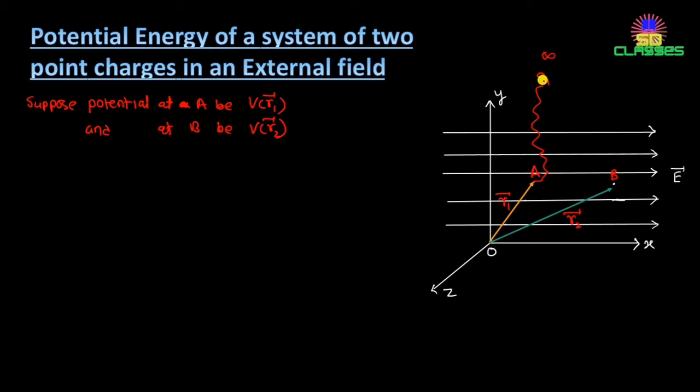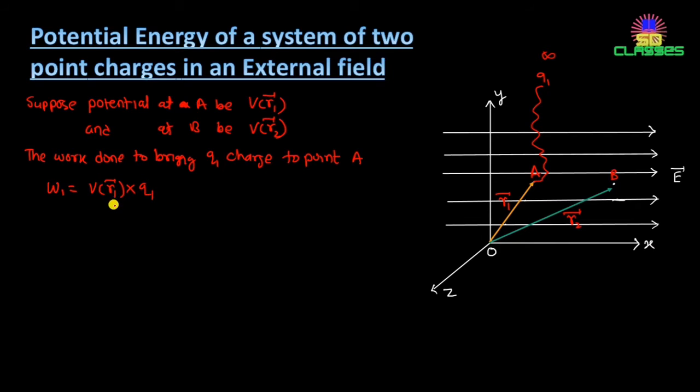To bring the charge q1 from infinity to that point, the work done to bring q1 charge to point A, let us call it W1, will be the potential into charge. So potential is V(r1) and the charge is q1. So this is the work done, right?